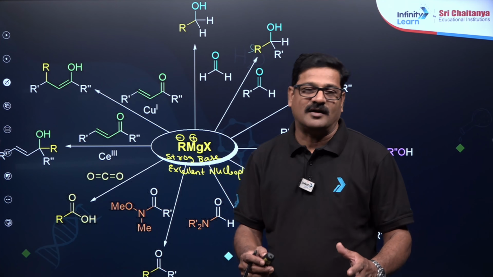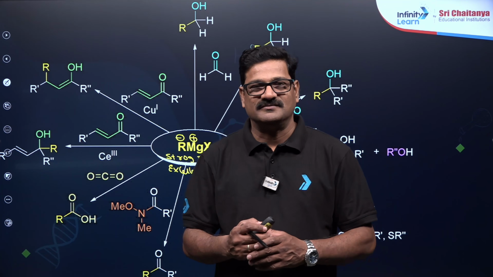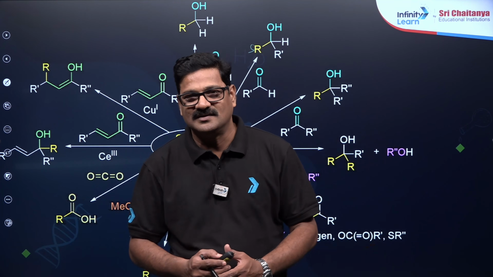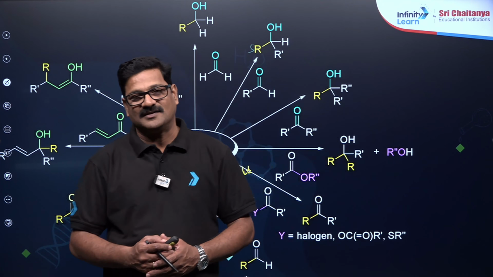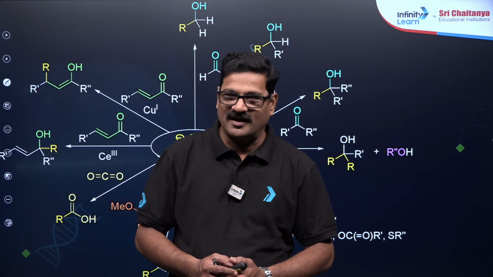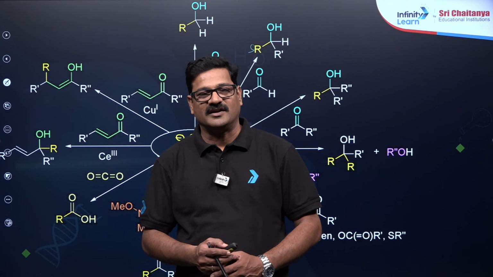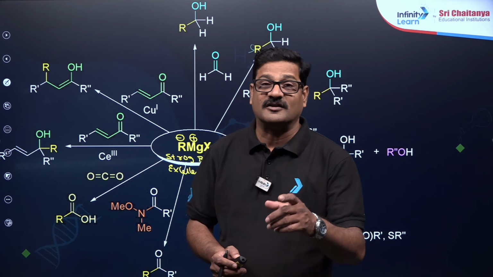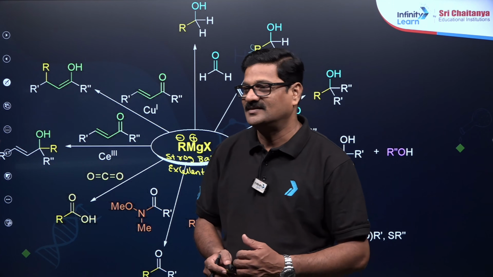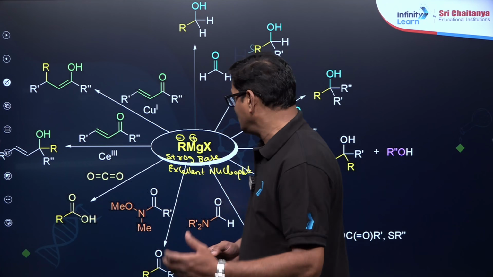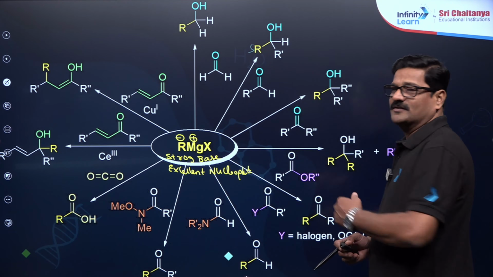Victor Grignard made this reagent. When alkyl chloride reacts with magnesium in dry ether, you are going to get alkyl magnesium halide. This alkyl magnesium halide is called Grignard reagent, and Victor Grignard got the Nobel Prize for this. So let's see, it is an excellent nucleophile here.